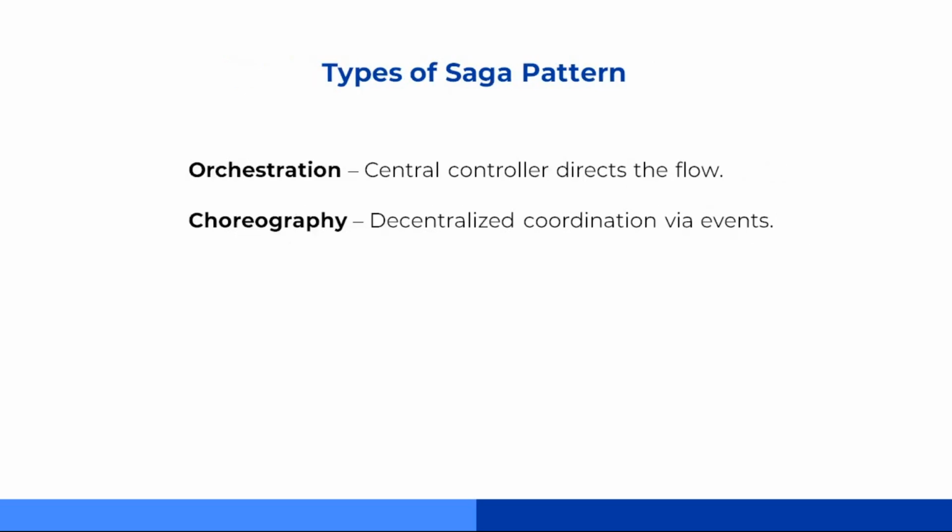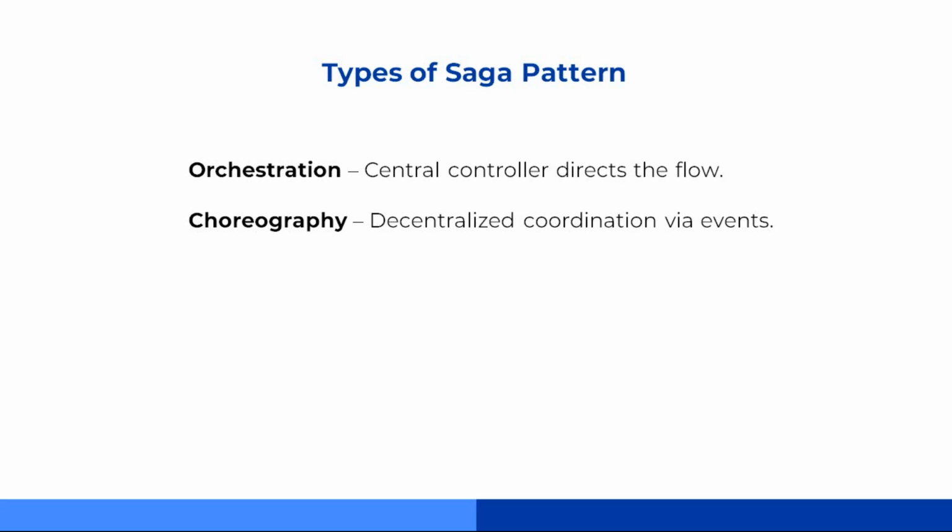So the Saga design pattern mainly comes in two flavors: orchestration and choreography. In orchestration, you've got a central brain, a controller service that tells each microservice exactly what to do and when to do it, kind of like a conductor leading an orchestra.